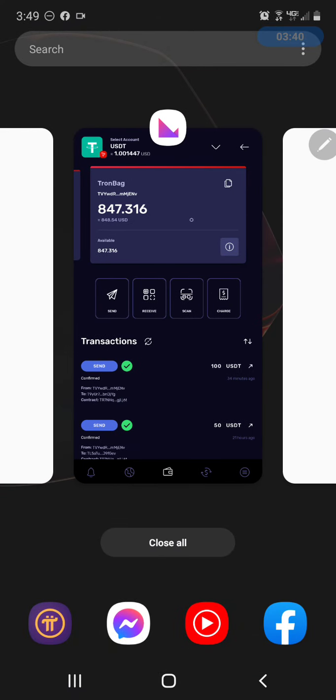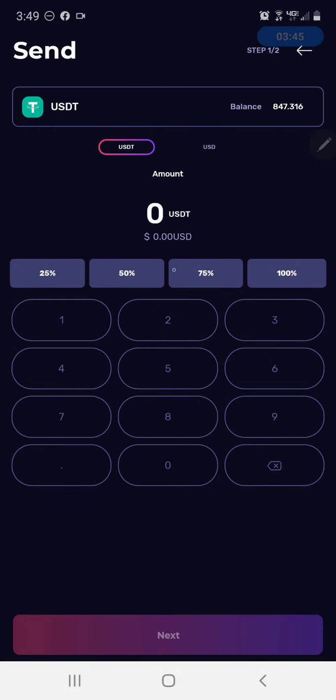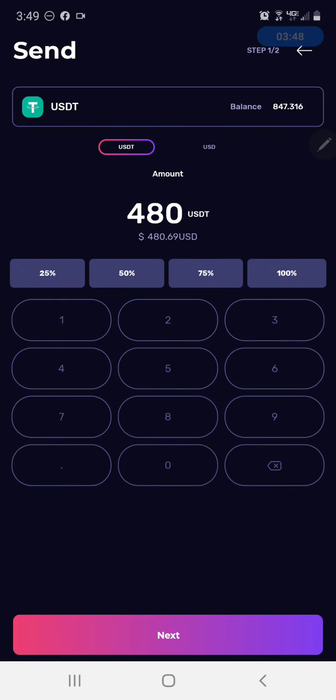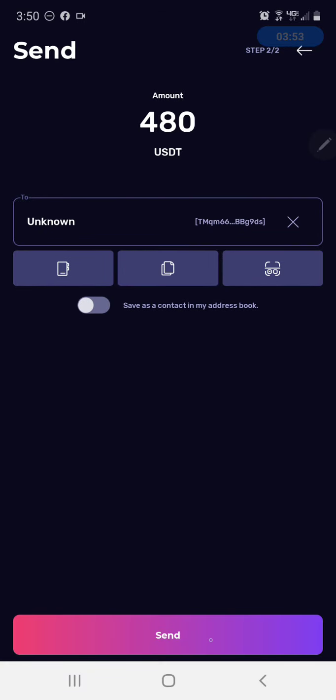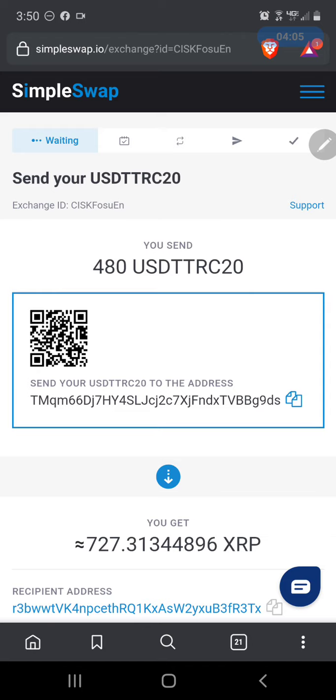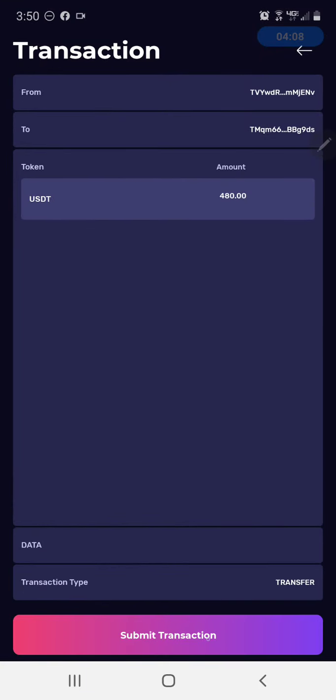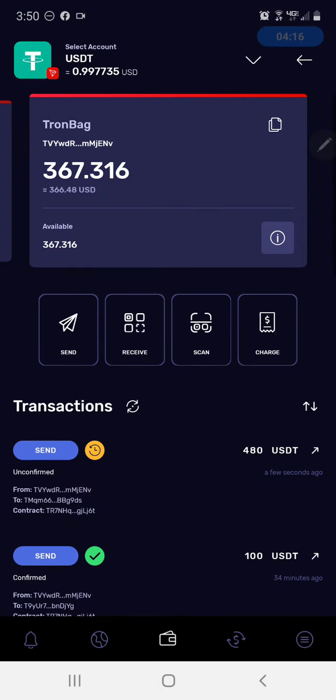Hop back over to our Clever wallet where we've got the stash in there. We're going to hit send. We're going to put in 480. Next, we're going to put in the address right there. And then we're going to go ahead and send it. I always triple check. Make sure BBG90S. Okay, so let's hop back over here. BBG90S. Good. All right, so let's make that happen. All right, we have a successful transaction sent to the network.